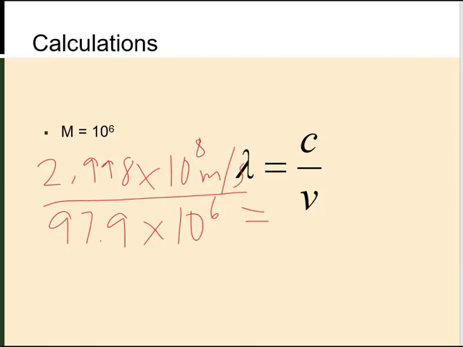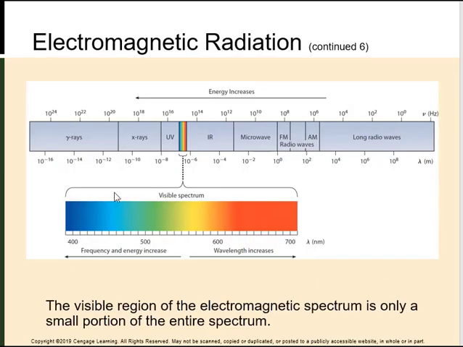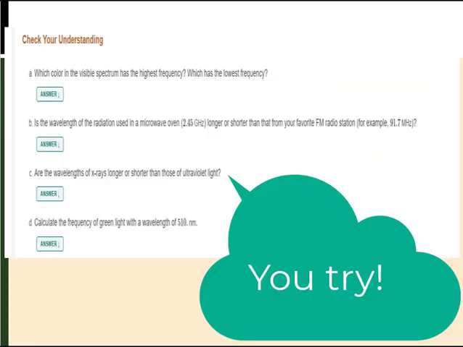The wavelength is equal to c, speed of light, over v, and we get 3.06 meters. If we go back and look at our electromagnetic spectrum, 3.06 would be right here between this 10 to the 0 and 10 to the 1. So it would be our FM radio waves. Why don't you try a few more examples here, and then we'll go over them in just a minute.